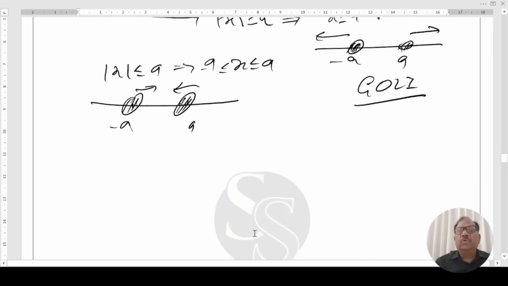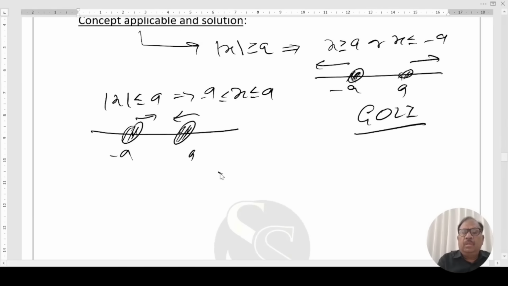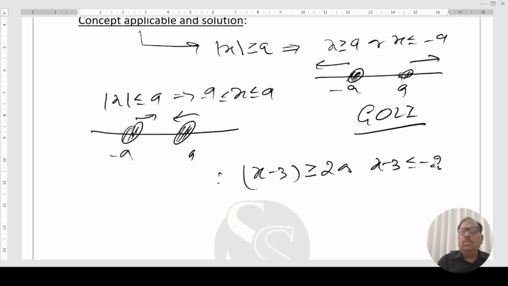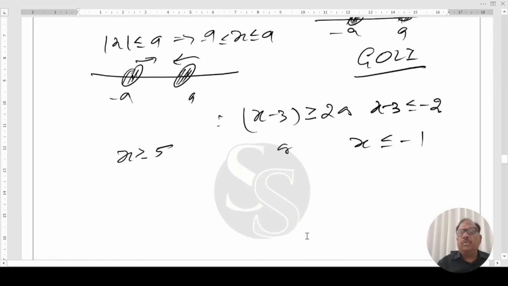Right? In the given question, x minus 3. Therefore, x minus 3 will be greater than or equal to 2, or x minus 3 will be less than or equal to minus 2. If you solve this, x is greater than or equal to 5 or x is less than or equal to minus 1. These are the two possible answers.